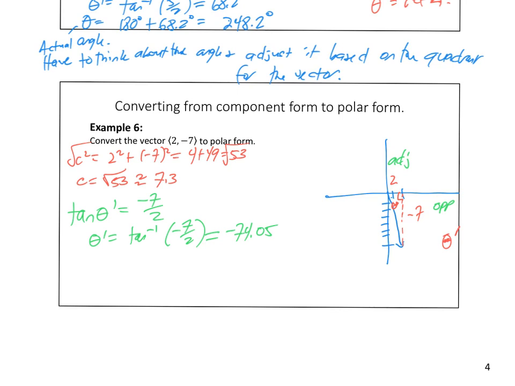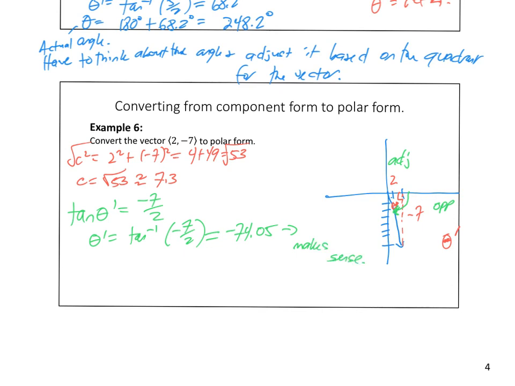And then I have to think about this angle. Is this the correct angle? Did my calculator give me an output that makes sense for quadrant 4? And looking at this does make sense because theta prime is this negative angle, -74.05. So this makes sense, so I don't need to adjust it in quadrant 4.